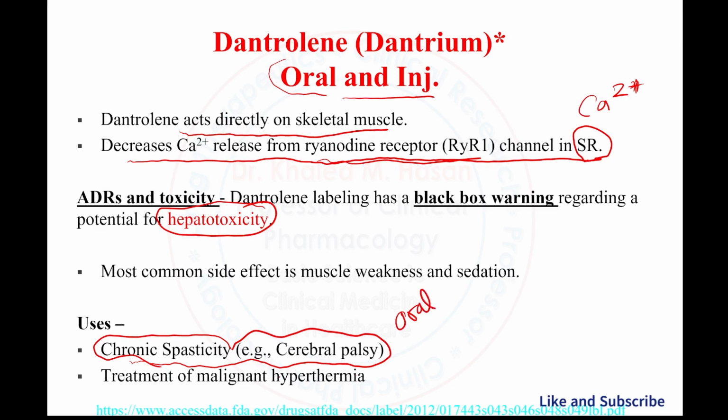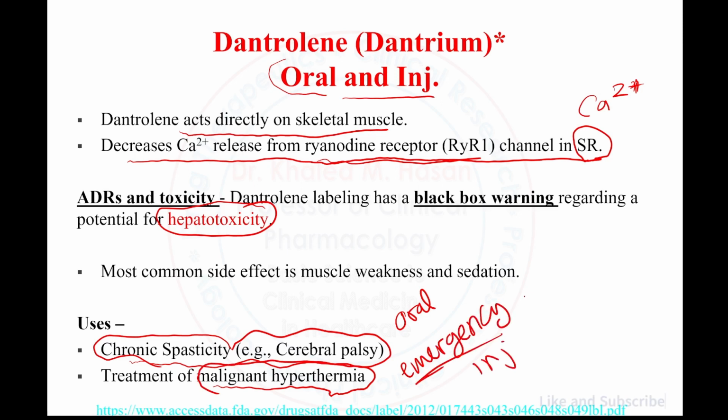Or we can use it for malignant hyperthermia. When you have malignant hyperthermia, that means we are speaking about emergency treatment, so the medication should be an injection for treatment of malignant hyperthermia. We have Dantrolene, or Dantrium, oral for chronic spasticity such as cerebral palsy.